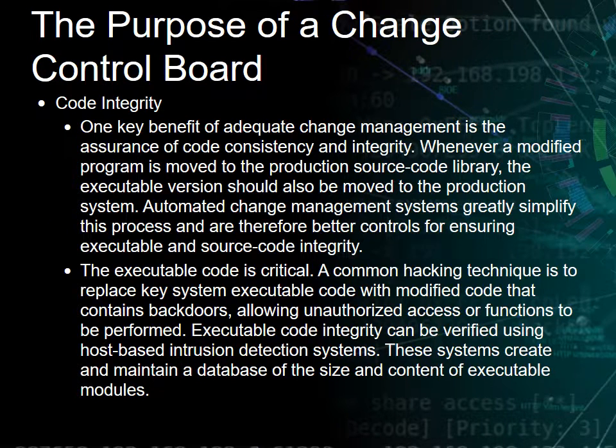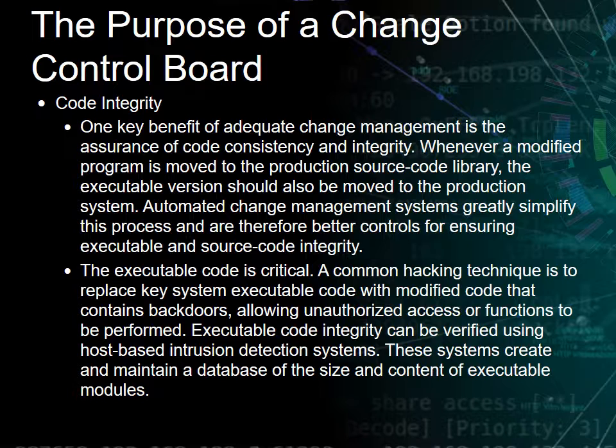Another thing that's important is code integrity. One key benefit of adequate change management is the assurance of code consistency and integrity. Whenever a modified program is moved to the production source code library, the executable version should also be moved to the production system. Automated change management systems greatly simplify this process and are therefore better controls for ensuring executable and source code integrity.